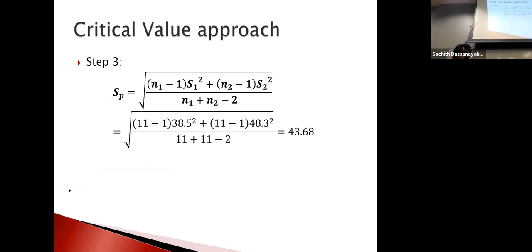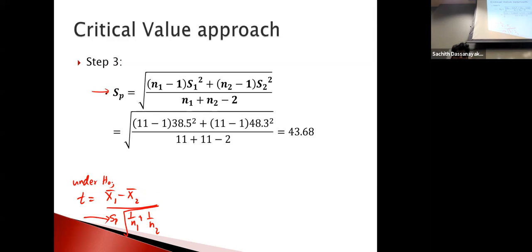Because if you remember, our goal is to calculate the test statistic. That test statistic T is x1 bar minus x2 bar, under H0. Under H0, we don't have mu1 minus mu2 because it is 0. This is divided by SP times the square root of 1 over n1 plus 1 over n2. We don't know SP, the pooled standard deviation.